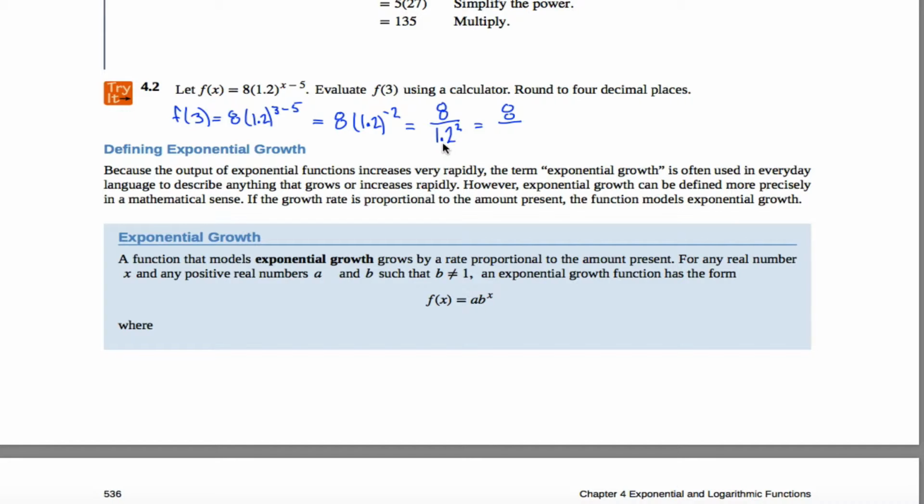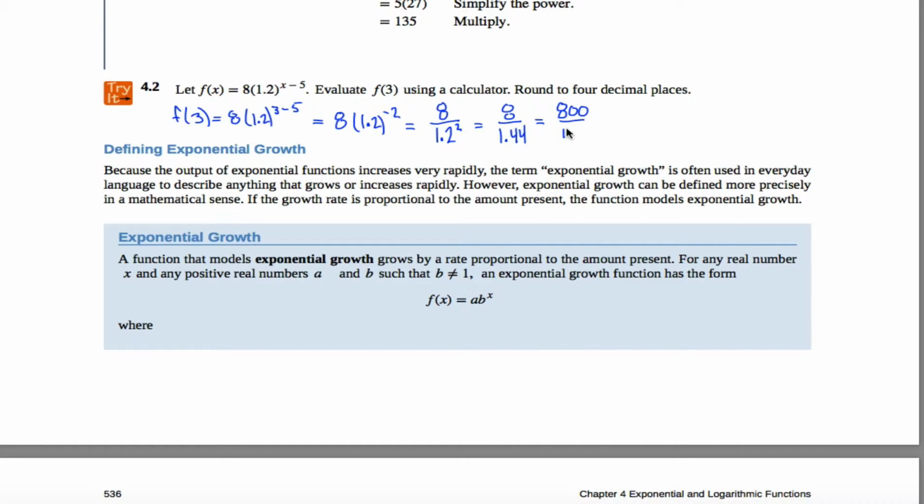So that gets me here. Now I've got 8 divided by 1.2 squared. 1.2 squared, well, 12 squared is 144, and if I move the decimal twice, I get 1.44 here. I like this answer right here. I think this is a great answer. I guess some people don't like having decimals inside fractions. That's kind of ugly.